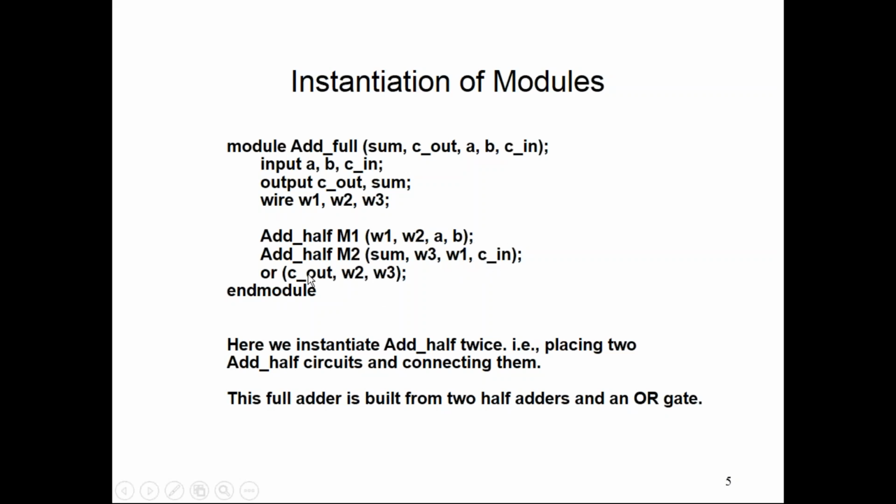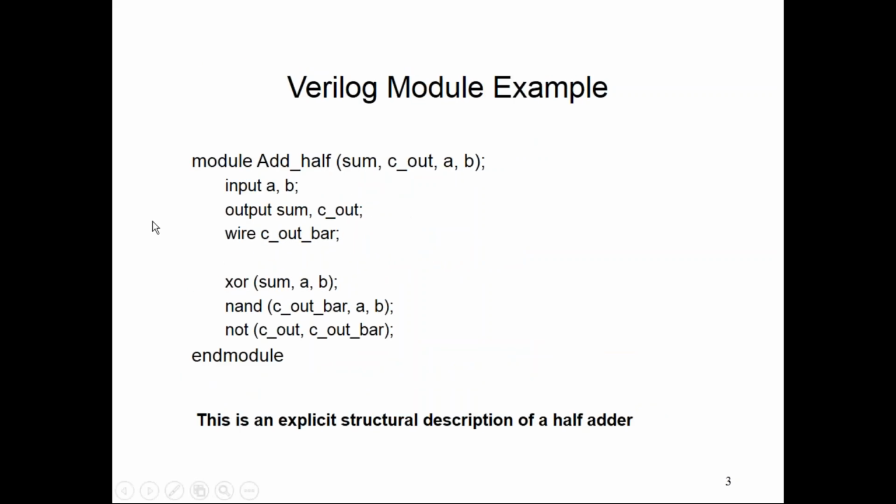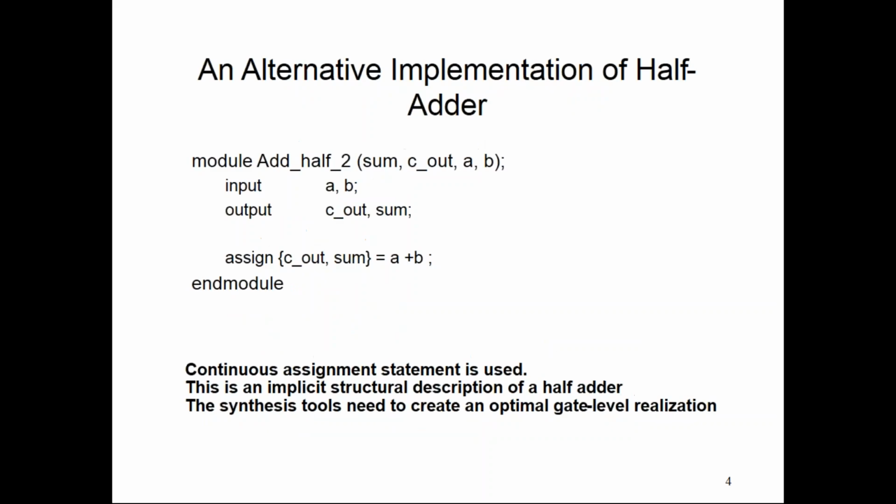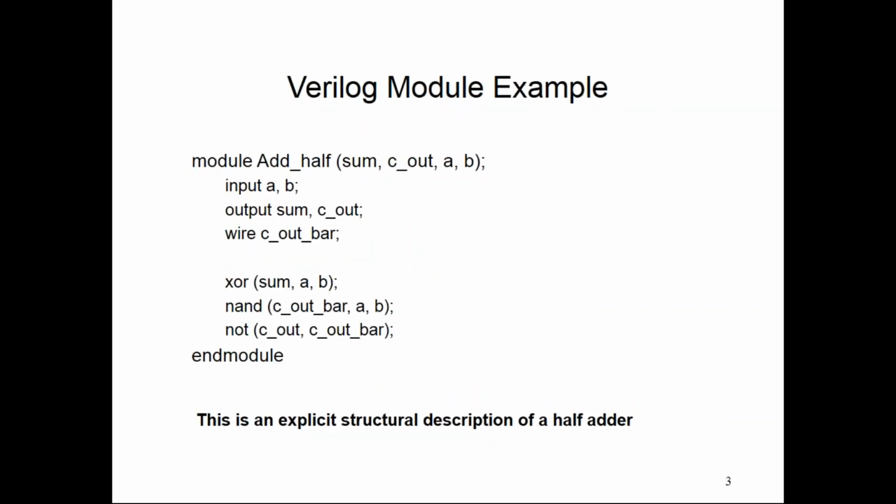That means add half is there, right? That's a function we have written before. This is that module, and we are using and implementing it over there. Add half is the module that we have written. That's a simple half adder: sum equals a XOR b. I mean, add half is the part that we are writing.